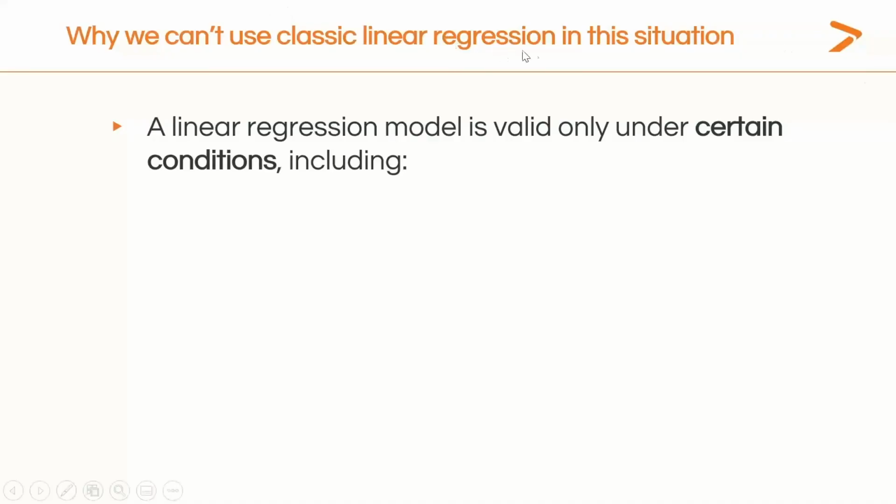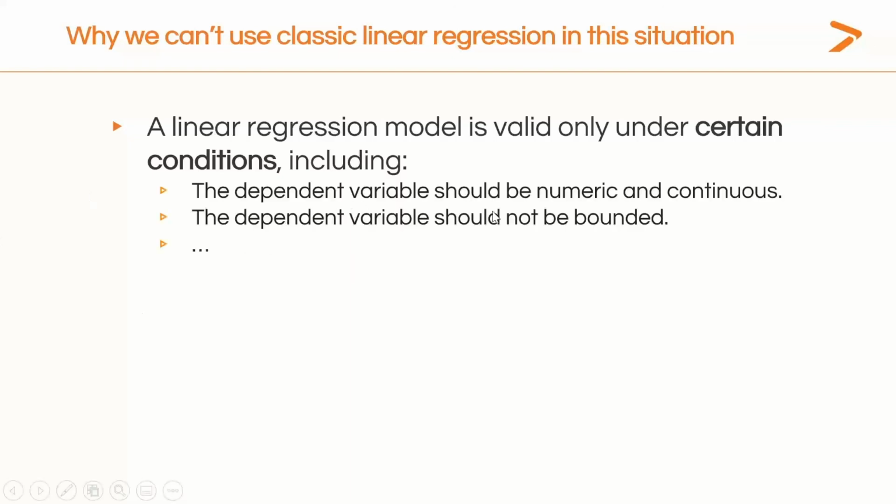Why we can't use classic linear regression in this situation. A linear regression model is valid only under certain conditions, which are linked to the assumptions about residuals. And these conditions include the dependent variable should be numeric and continuous. Dependent variable should not be bounded or confined between two values. So here the dependent variable is not continuous. It can only take two values, which are 0 and 1. So you cannot run linear regression.